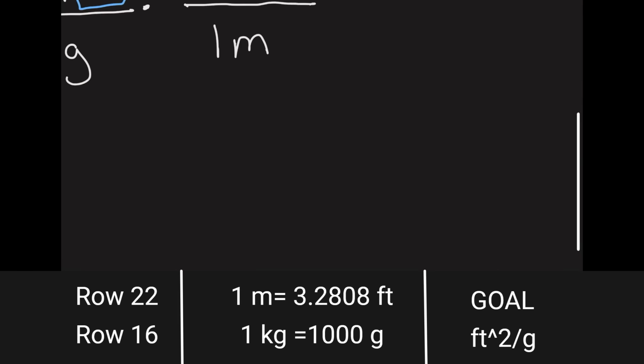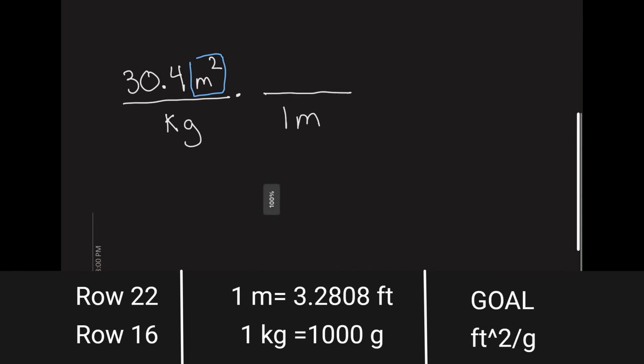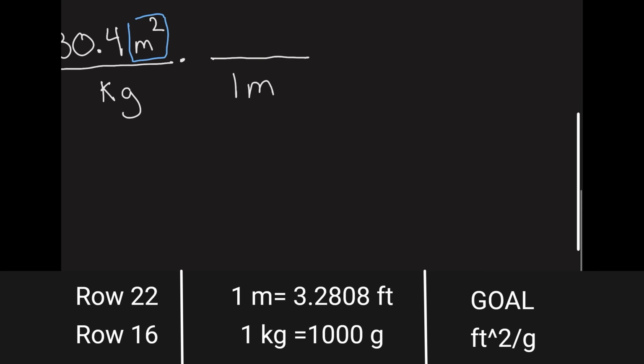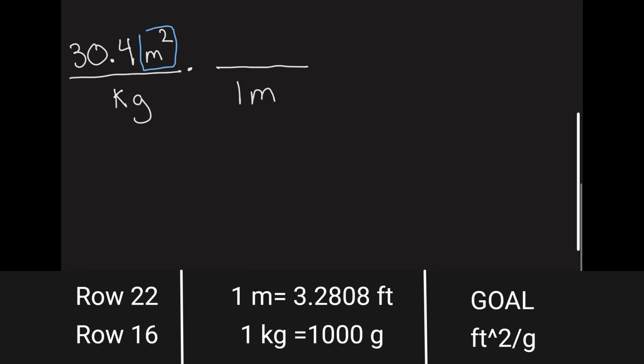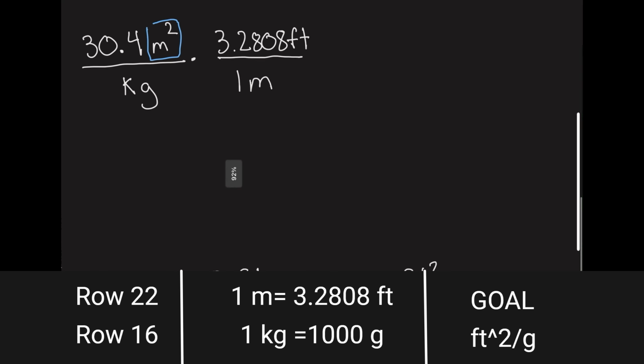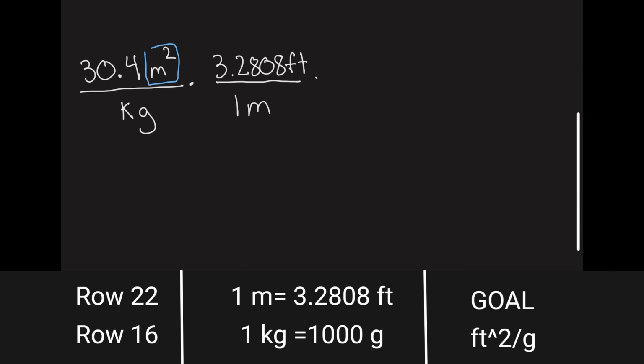So that way it cancels out. And I'll put the 3.2808 feet. And remember, since it's being squared, we need to do this twice. So we're going to do the same ratio one more time. And now we can clearly see meters. The meters are going to go away.